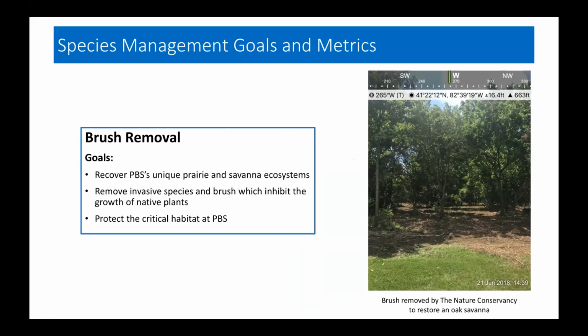Some other areas of brush removal and tree removal that we focus on are the tree of heaven, quaking aspen, and black locust. All of these species start taking over some of these pockets of rare plants. And so we're trying to recover Plum Station's unique prairie and savanna ecosystems. And then these, as I just highlighted, are inhibiting the growth of the native plants. And we're trying to protect these critical habitats at Plum Station and restore the native ecosystems.